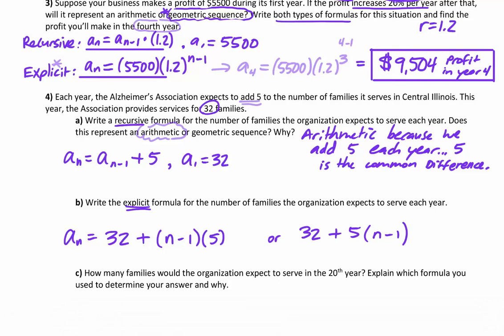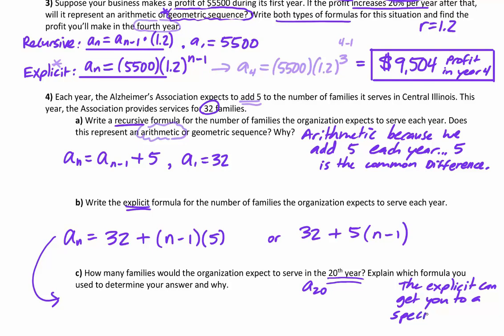So then part C asks us to use this idea. How many families would the organization expect to serve in the 20th year? So we're going to be finding A20. Explain which formula you use to determine your answer and why. So this is definitely going to be the explicit, okay? The explicit can get you to a specific term, while the recursive just shows how terms are related. It doesn't do much of anything else.